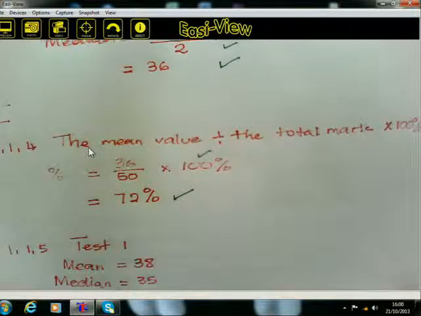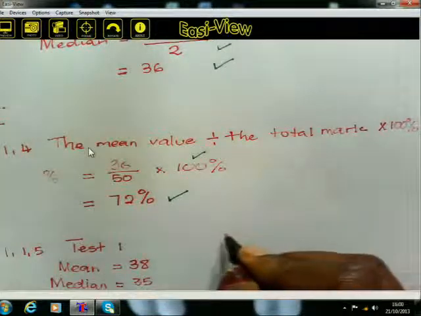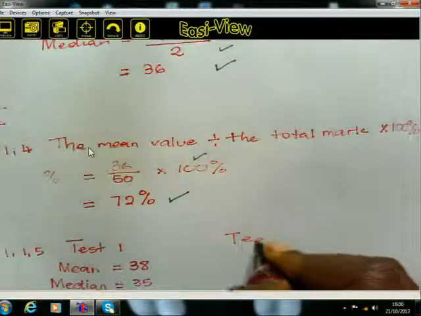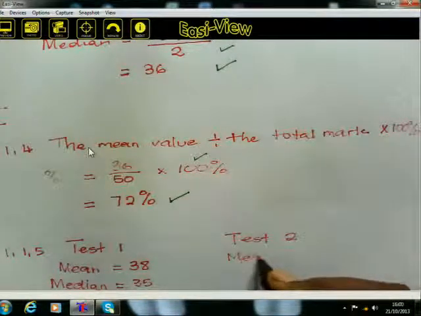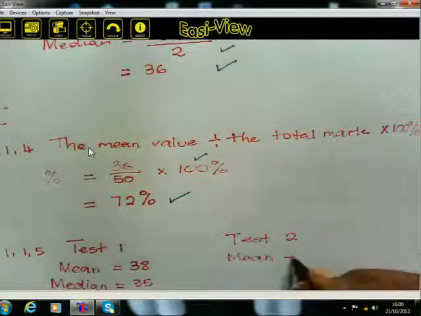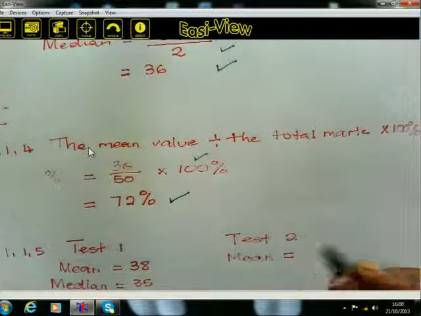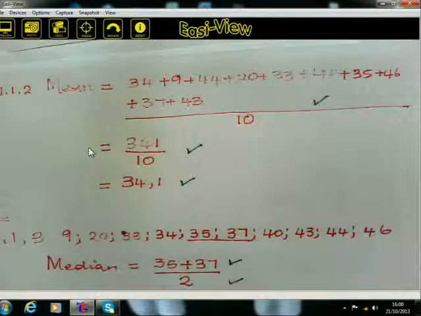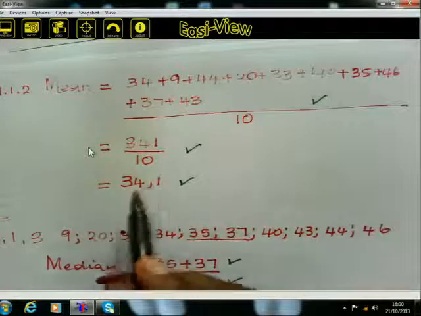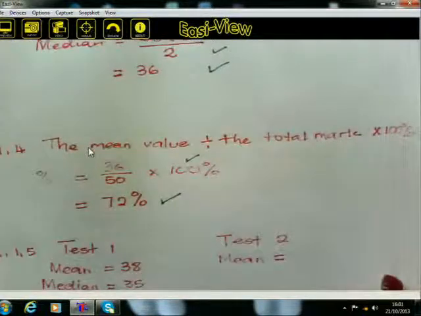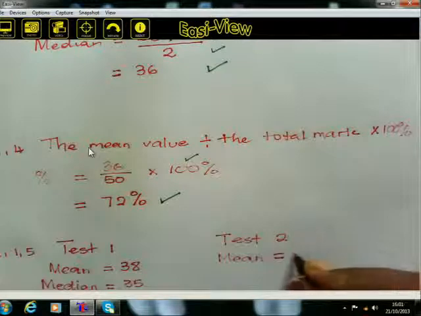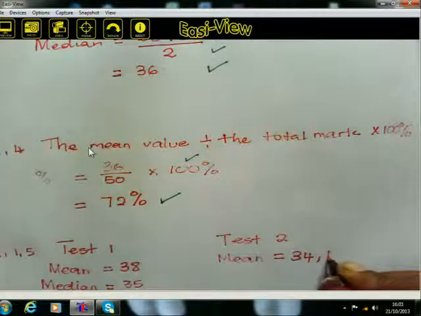Then you have calculated the mean of test 2. So what was your mean for test 2? You can go back and check. Let us check together. The second test, the mean was 34,1. Are we together? Then let us go back and write the mean for the second test is 34,1.